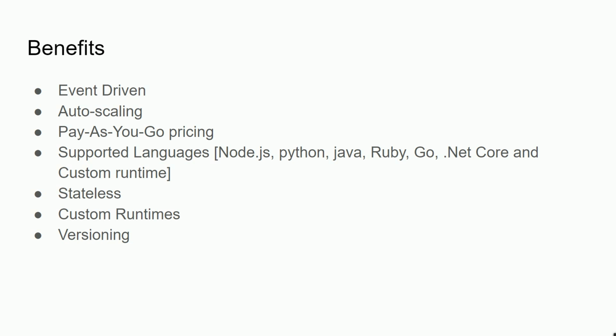Benefits. Event driven, auto scaling, pay as you go pricing, supported languages: Node.js, Python, Java, Ruby, Go, .NET Core and custom runtime. That means you can create your Lambda function in the given supported languages. For example, if someone says I need some automation task in Java, then it's possible, or Ruby, Python, Node.js, .NET Core or any other custom runtime. Also stateless, custom runtimes and versioning. These are the options or benefits of AWS Lambda function.